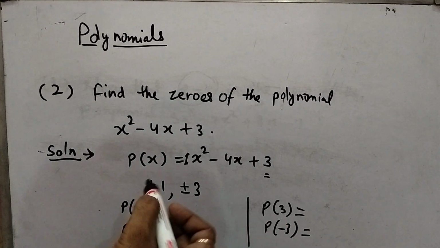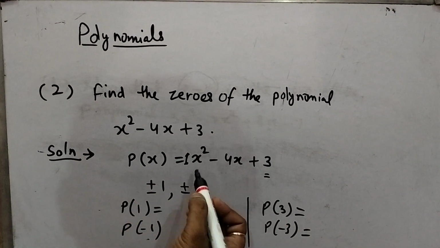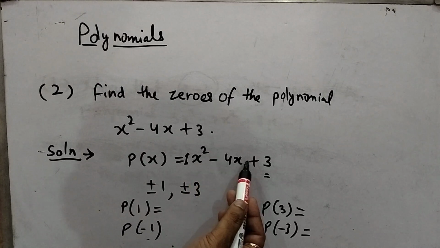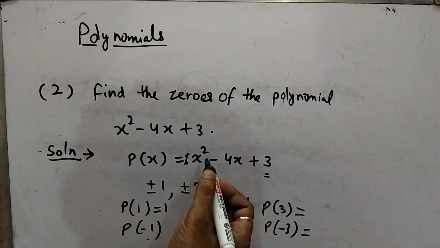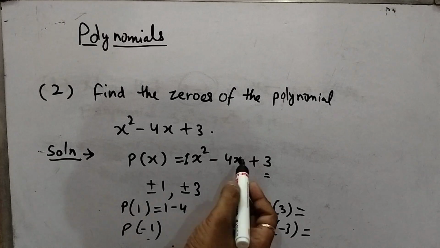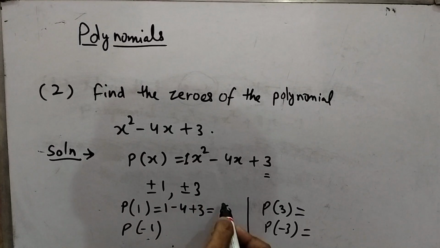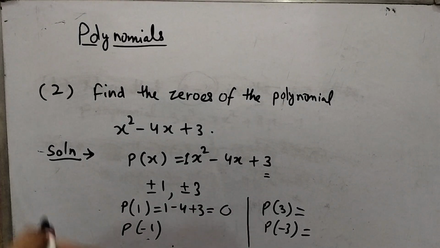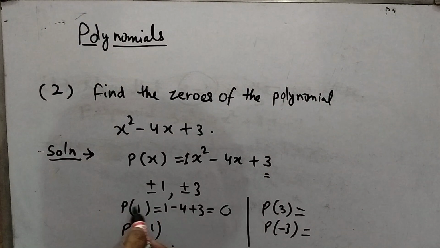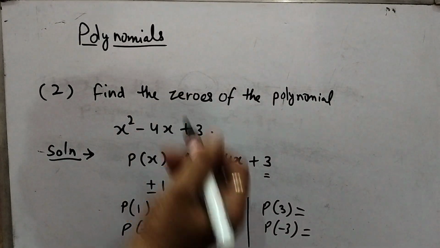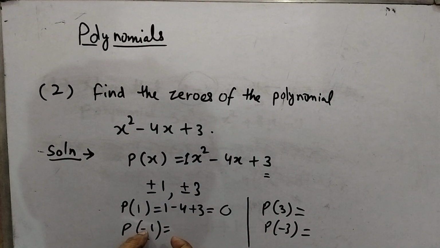If you take p of 1, what will you get here? 1 squared minus 4 into 1 plus 3. 1 squared is 1, minus 4 into 1 is 4, plus 3. 1 minus 4 gives minus 3, plus 3, answer 0. So one of the factors here, we have p of 1 equal to 0.